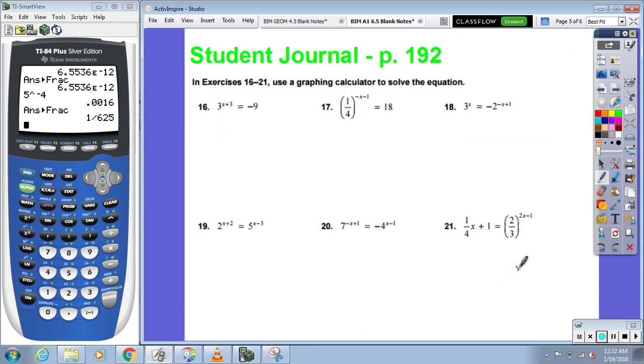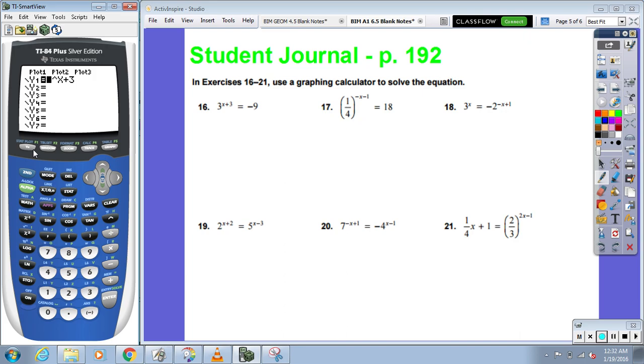Alright, so going on in your student journal, we're getting close to being done here, but we want to use a graphing calculator to solve the equation. Alright, so when I want to do this, what I can do is go into the y equals, and I'm going to clear out whatever I have there. The first thing I'm going to do is type negative 9, and then on another one I'm going to type 3 to the, and I'm going to make sure to put it in parentheses, x plus 3.